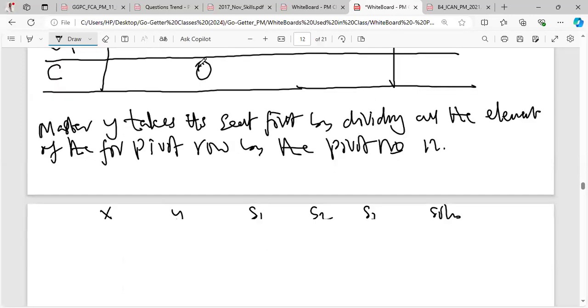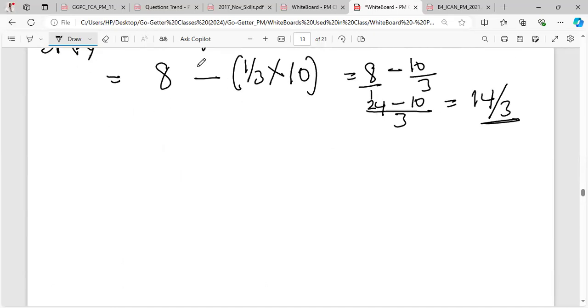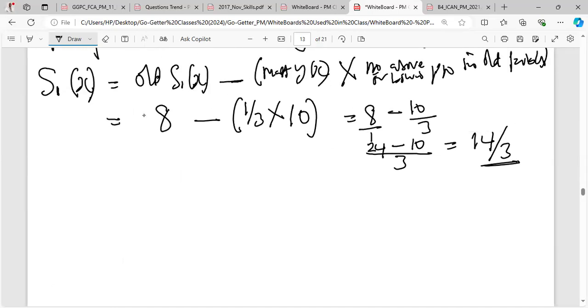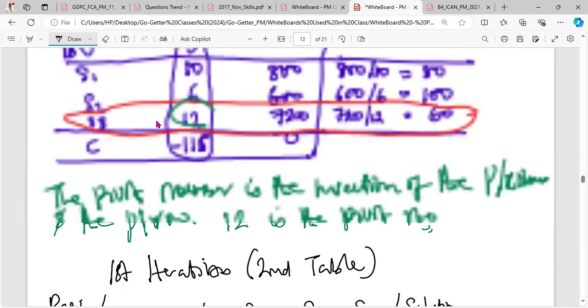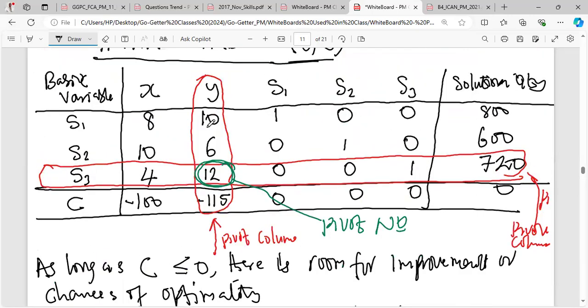What will be the value of Y? When we apply this formula, it will give us 0. So we'll come now to S1 Y. Our old will be in the old table: S1 Y is 10.